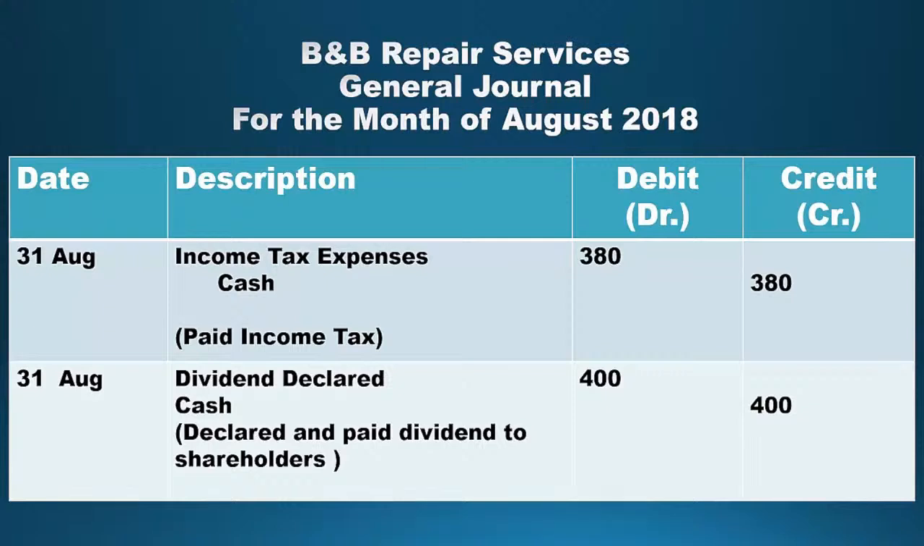The journal entries for these transactions were: for the income tax payment, debit income tax expense, $380. Credit cash, $380. For the dividends, debit dividends declared, $400. Credit cash, $400. We'll need to post these amounts to the income tax expense, dividends declared, and cash ledgers.